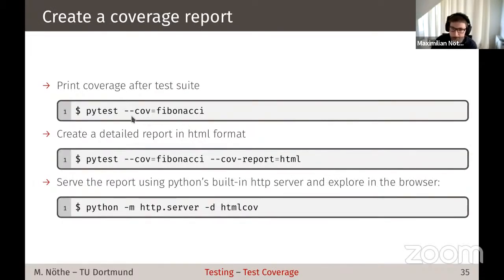To run this using pytest, you can just add the --cov argument, and then it will run the coverage report or create the coverage report for the given module. And there are different formats which you can use to generate this coverage report. So if you don't give anything, it will just print some numbers to the command line. And if you export it as an HTML file, you can look at it in the browser using this handy command down here.